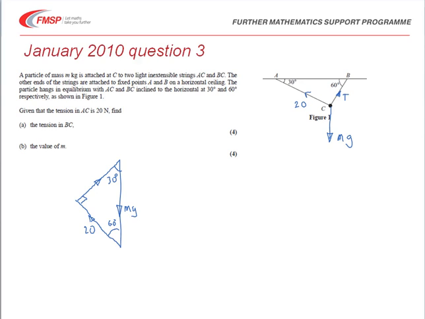Just to make clear where that 60 degree came from in the first place, if I add in to my diagram on the right hand side a vertical above C, then the angle that I've drawn in is this one here, which is 60 degrees.